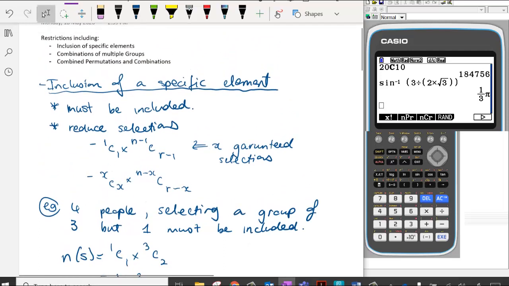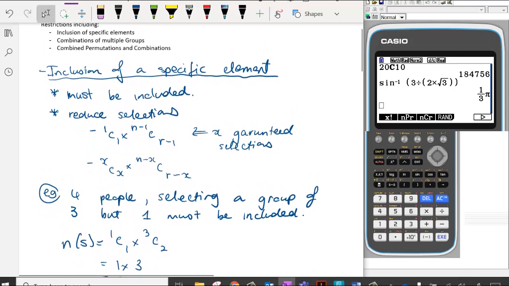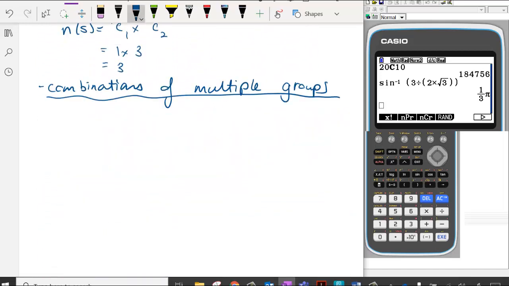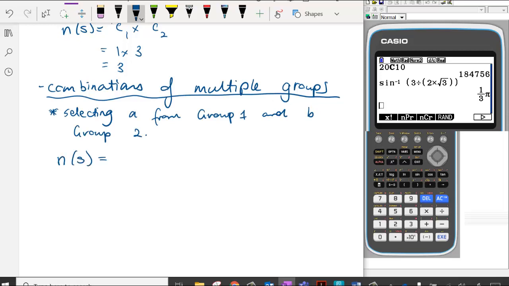That's our first one. The second one is when we're looking at combinations of multiple groups. And this is when we're saying that we're selecting A from our first group and B from our second group. And we end up with the number of selections then being a combination of both of them. Now, because we're selecting from group 1 and group 2, it's going to be a product. So we'll have N1CA multiplied by N2CB. So it's as straightforward as that.